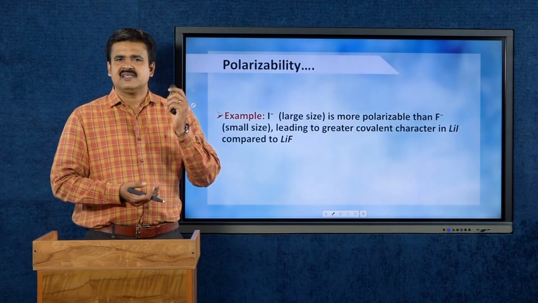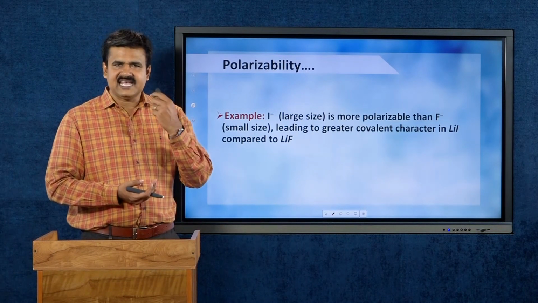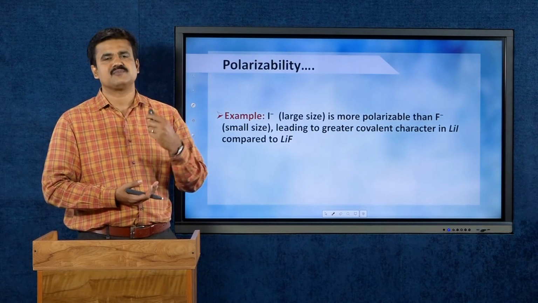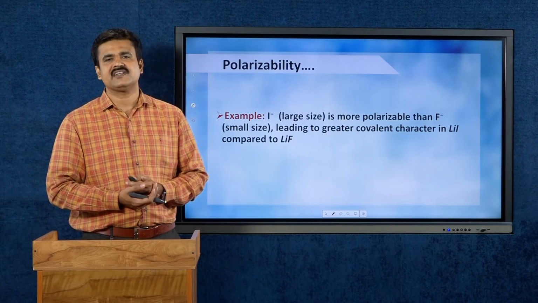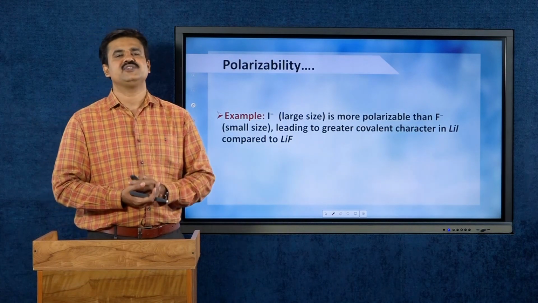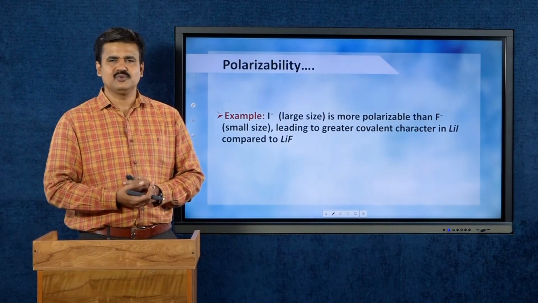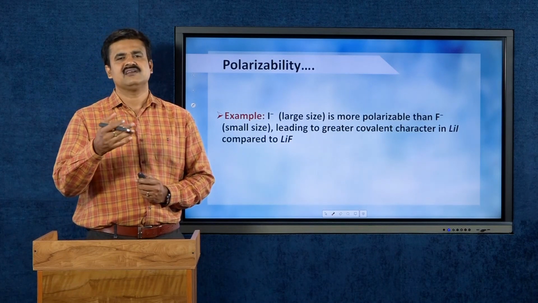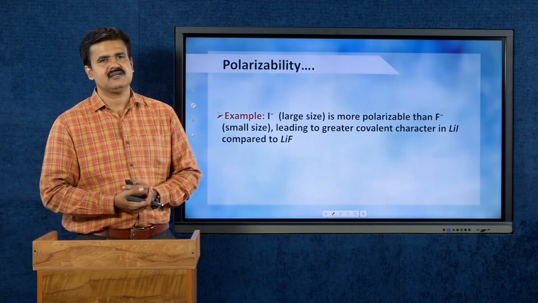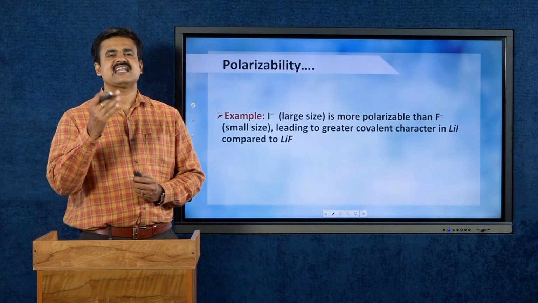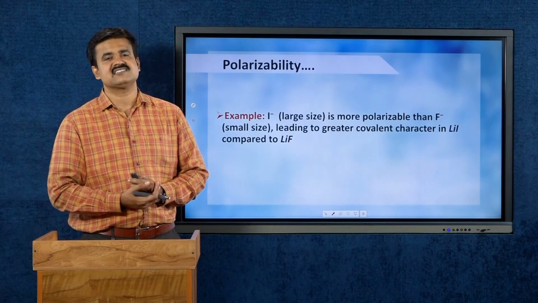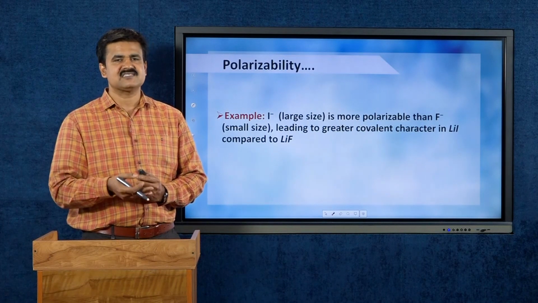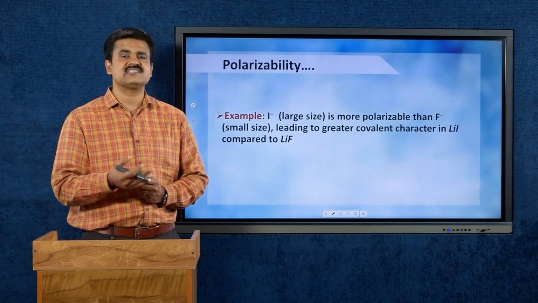Now, I minus is a large sized anion which is more polarizable than F minus due to its small size, leading to greater covalent character in LiI compared to LiF. We are taking two substances, that is lithium iodide and lithium fluoride, for the comparison of their covalent character. In lithium iodide, the anion I minus is very large in size, which is more polarizable. Higher the polarizable nature, higher will be the polarization, and higher the polarization, more covalent will be the character.